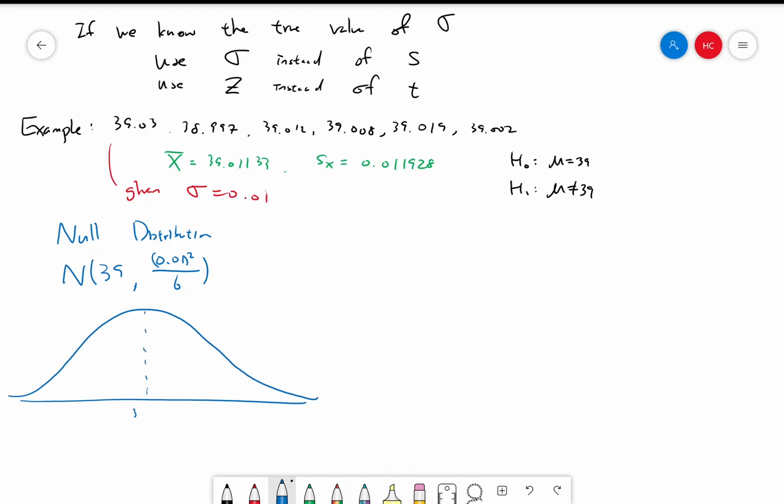So the mean is 39, and x bar is 39.01133. So the z score is equal to 39.01133 minus 39 divided by 0.01 divided by root 6. So the z is equal to 2.78.